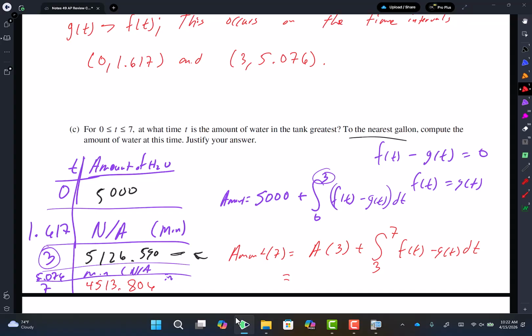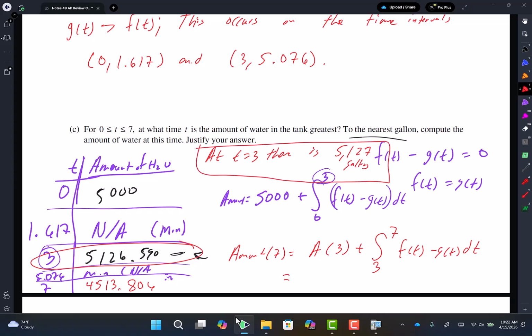Okay, which one's the biggest? 3. And what did they want? At what time is the amount of water in the tank greatest? To the nearest gallons, compute. Oh, they want both. So circle this one, and then go at t equals 3, there is 5,127 gallons. That was hard, guys. That was hard because it was different. But good thing we're getting that experience now.